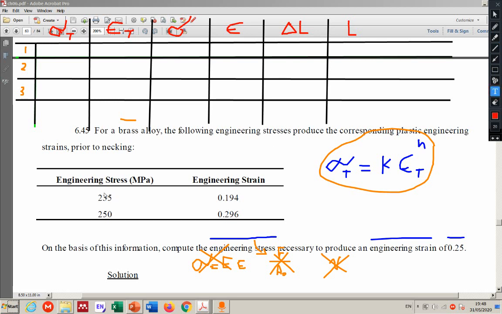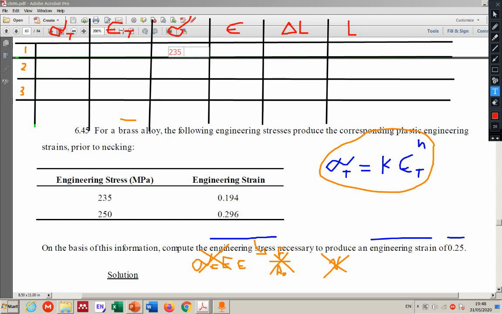Now, it says an engineering stress of 235 megapascal. So let's say I'm taking this one as case 1. Cases 1, 2, 3 mean that I have some information, some points on the curve. Remember, this is a point on the curve. 235, I'm not going to write in the true column. So I'm going to write this one here, 235 megapascal.